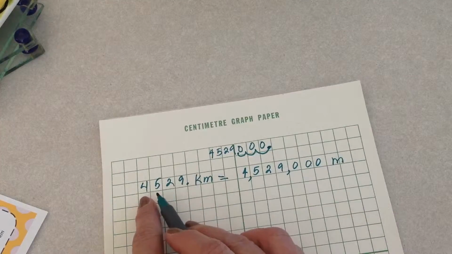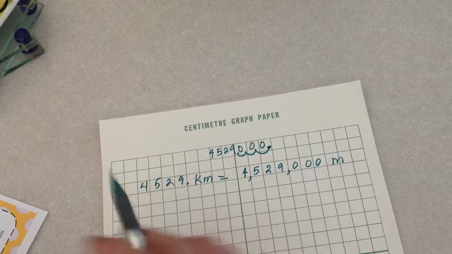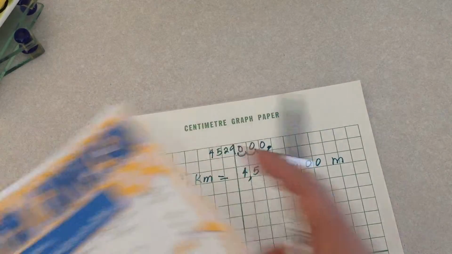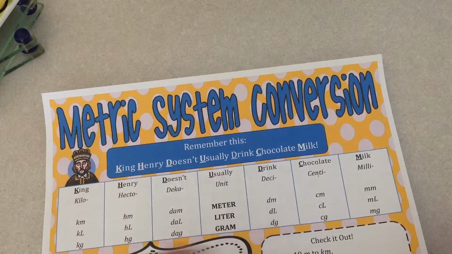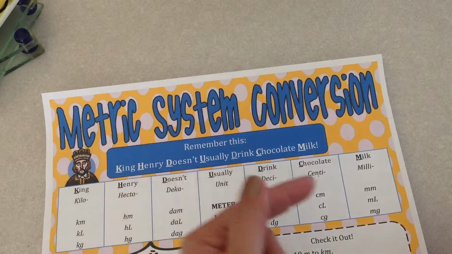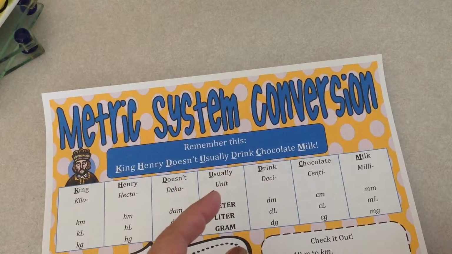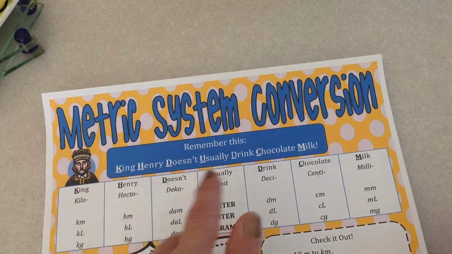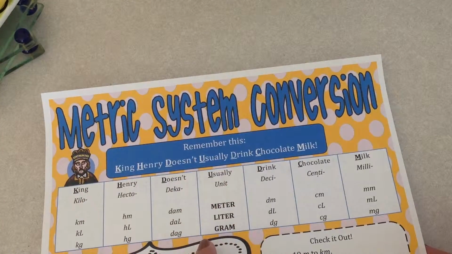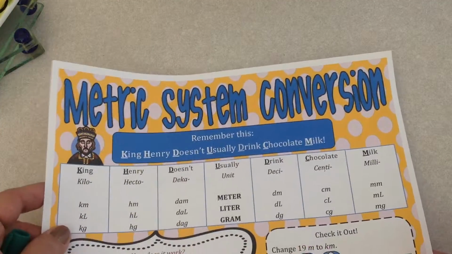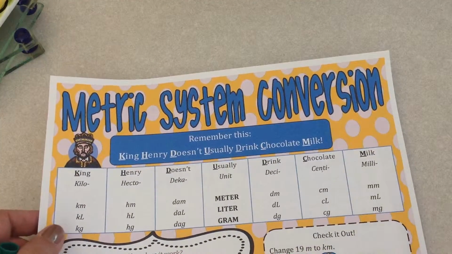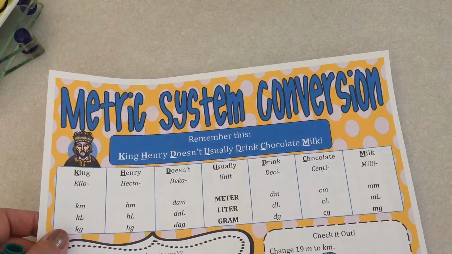And of course, because I moved from a larger unit, from kilometers to meters, I went from the left to the right. I therefore had to move the decimal to the right. I could have also multiplied, but for now we're going to do the jumps to simplify, and then we'll go back and explain the multiplication process.